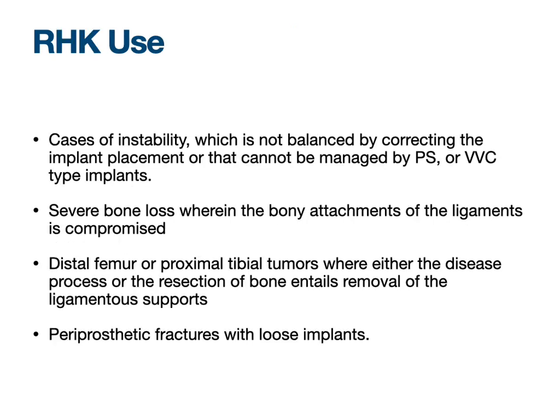So we use the RHK, or the rotating hinge, in cases of instability which is not balanced by correcting the implant placement, or that cannot be managed by a lesser constrained PS or VVC type of implant. When there is severe bone loss where the bony attachment of the ligament is compromised, of course they have to be used. They are used in tumors where the resection is distal or proximal to the ligamentous attachment, and sometimes even in periprosthetic fracture with a loose implant.